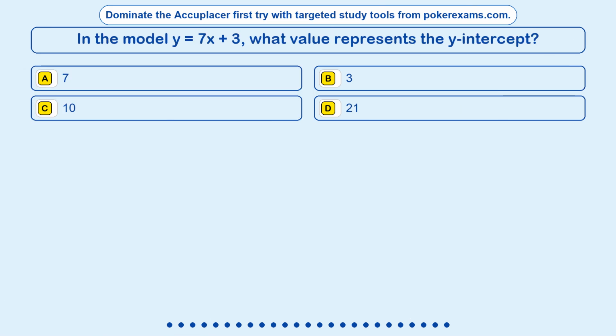Question 11. In the model y equals 7x plus 3, what value represents the y-intercept? Option A, 7. Option B, 3. Option C, 10. Option D, 21.